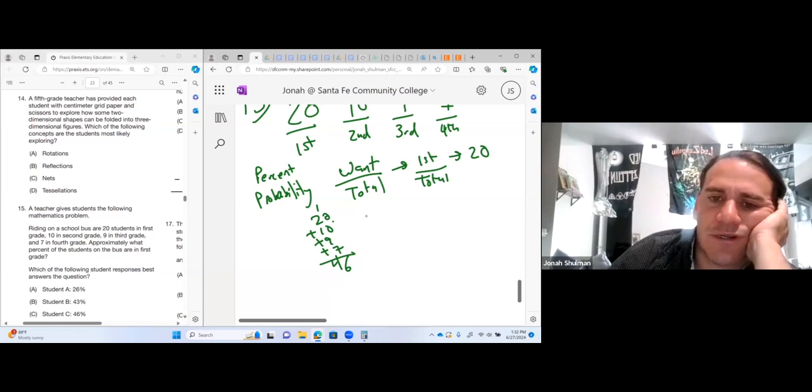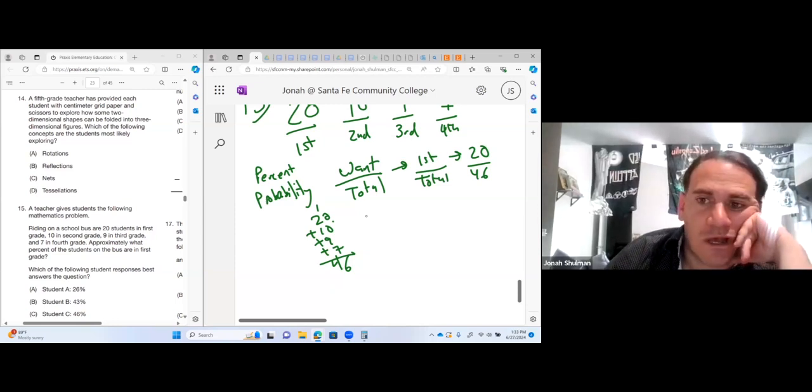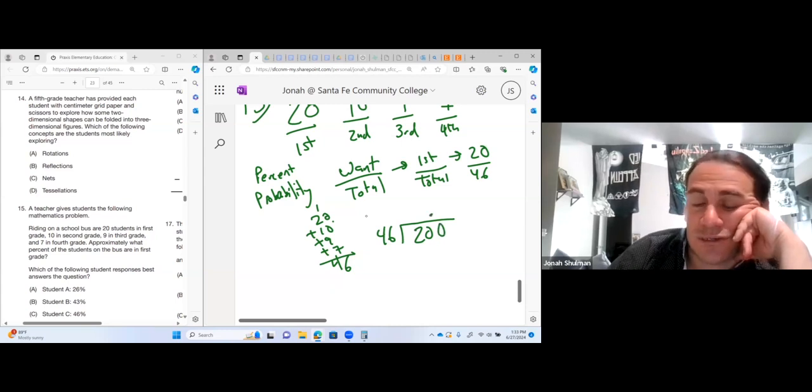16, carry the 1, 2, 3, 4, 46. 20 out of 46. And they want us to round. But basically, this is a division problem. So to do this, I would put the top number inside the house, the bottom number over here. 46 can't go into 20. 46 can go into 200, right?